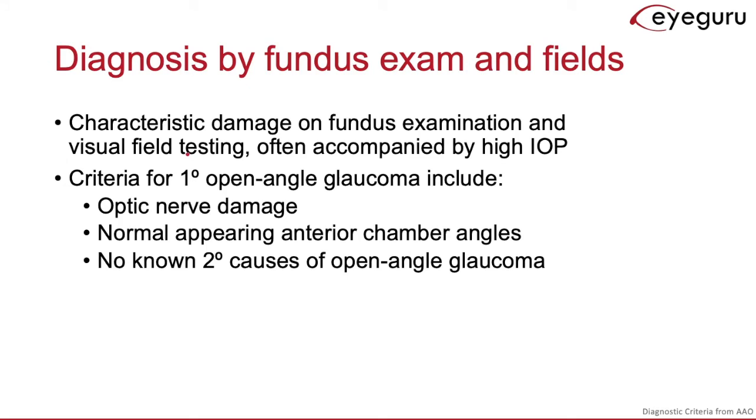So how is glaucoma diagnosed? Well, it's diagnosed when there is characteristic optic nerve damage that is evident on fundus exam and/or visual field testing. Note that increased intraocular pressure is not required to make the diagnosis. So diagnostic criteria for primary open angle glaucoma include optic nerve damage, normal or open anterior chamber angles, and no secondary causes of open angle glaucoma. These include things like pigment dispersion syndrome or pseudoexfoliation syndrome, which I'll talk about in a separate video.